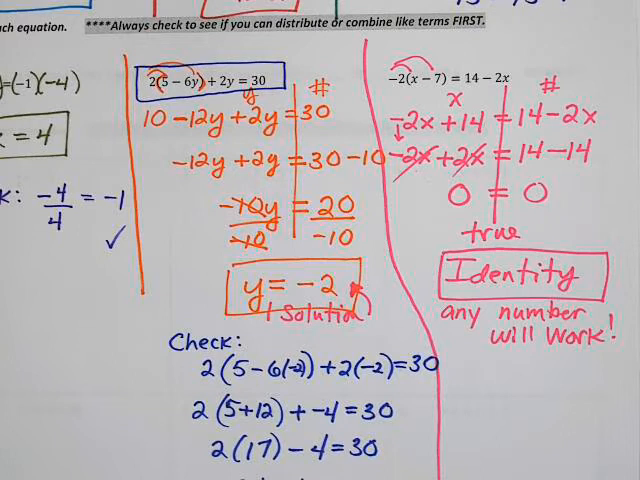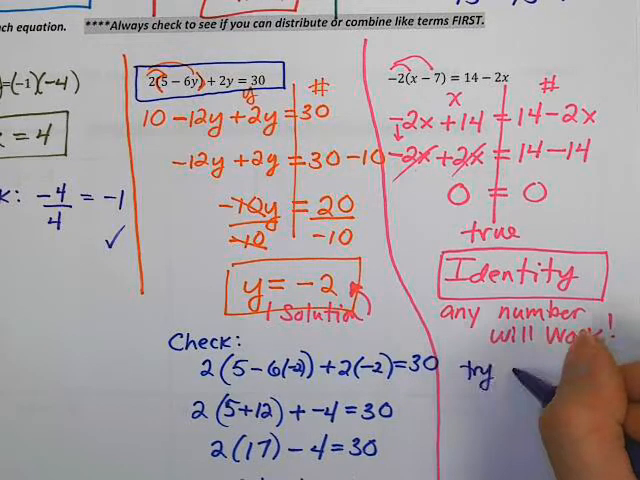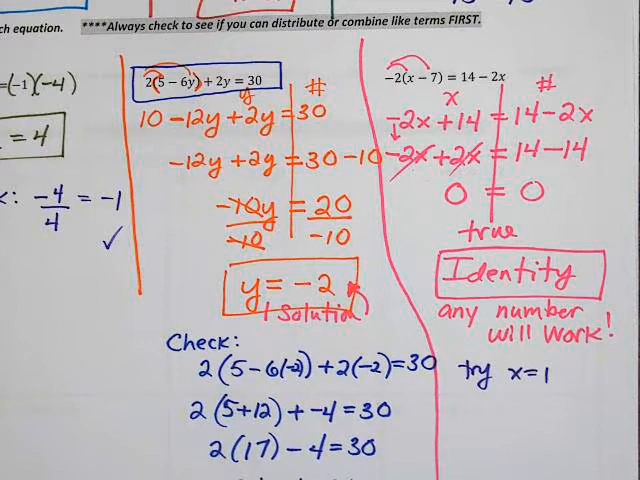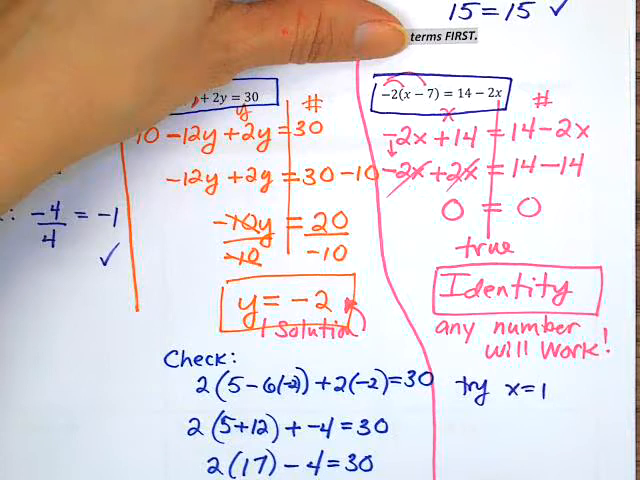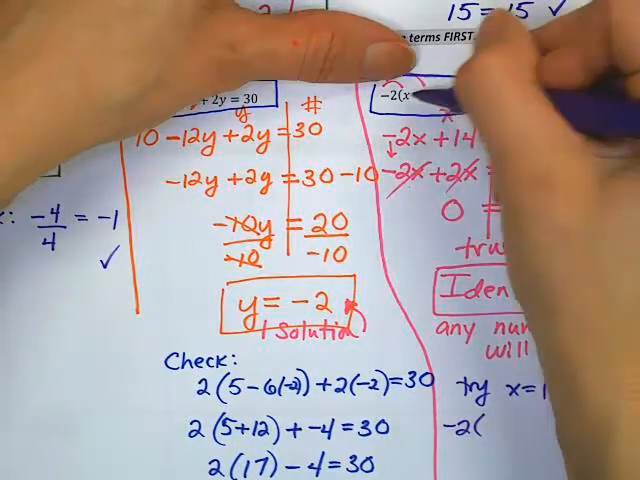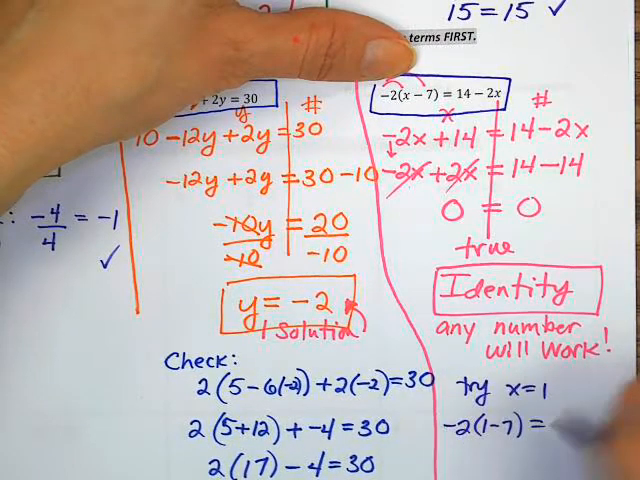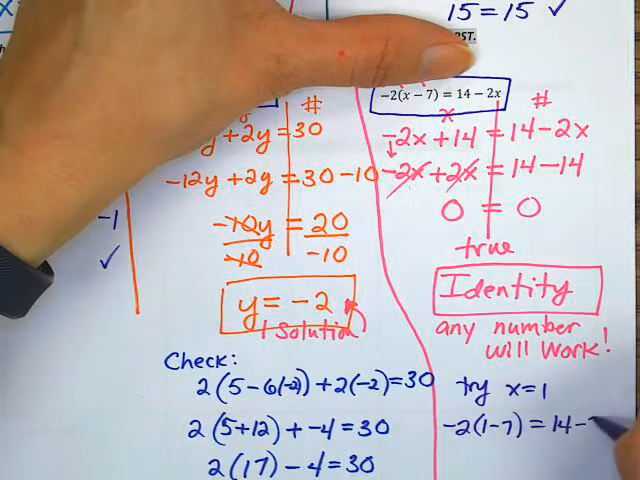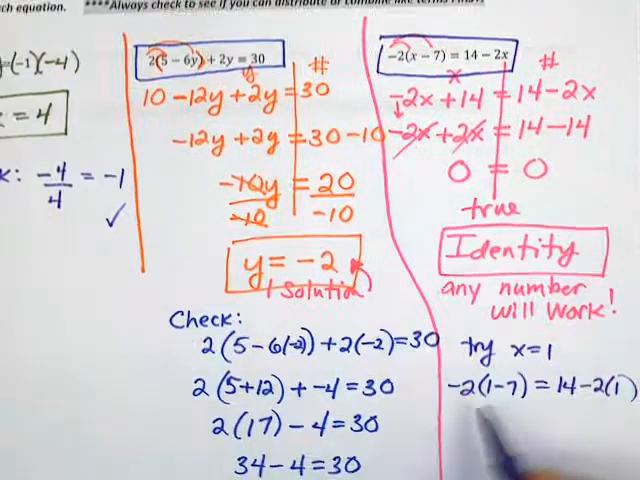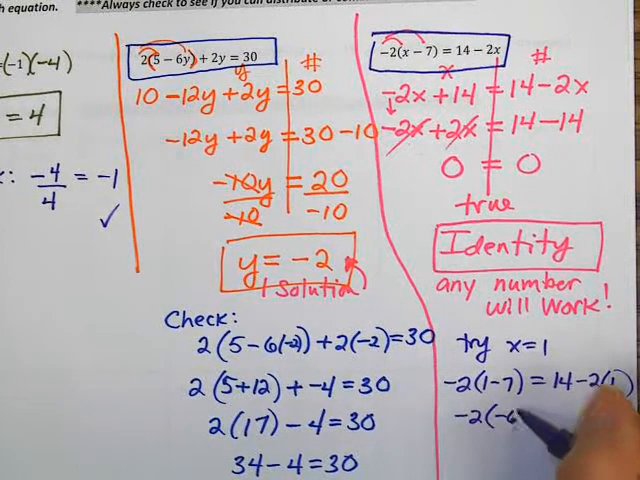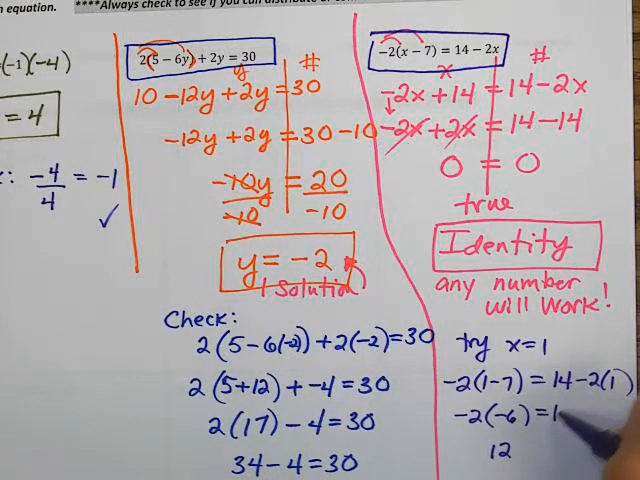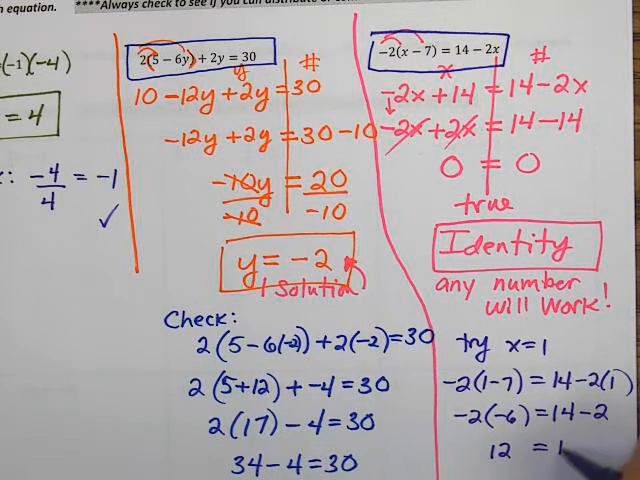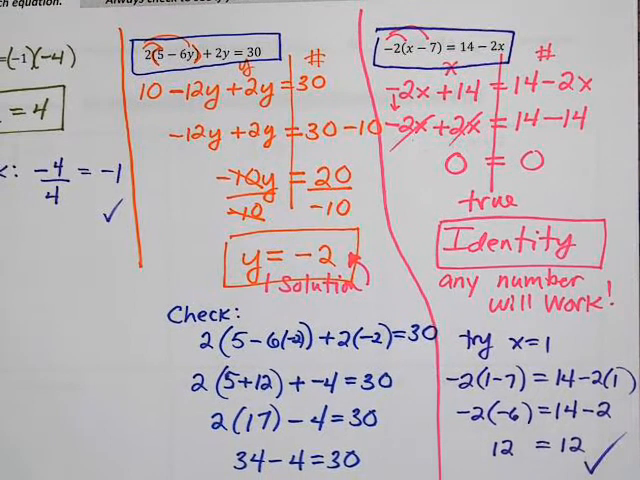I'm going to see if that's right. I'm going to try x equals 1. I'm going to take the original problem and I'm going to plug in a 1. Let's see if that's true. Negative 2, I'm going to put 1 minus 7. On the right hand side, it's 14 minus 2 times 1. So what's negative 2 times negative 6? That's a 12. Over here, what's 14 minus 2? 12! It worked! Any number will work for an identity.